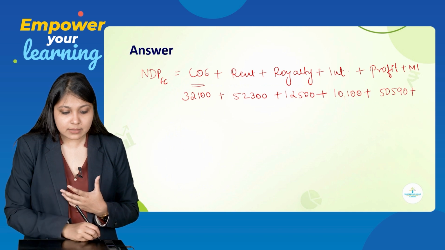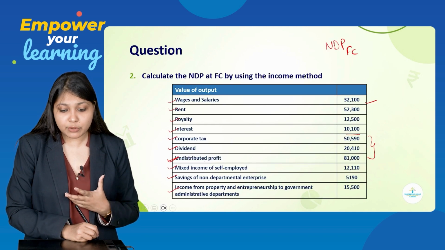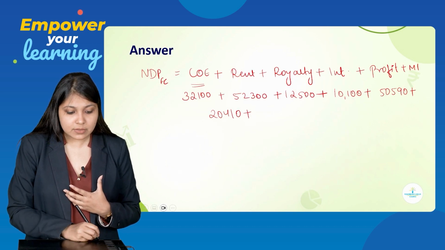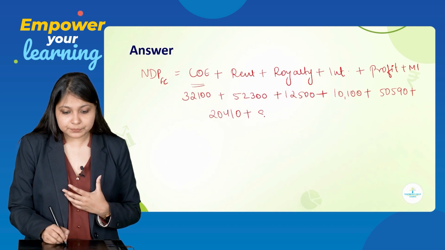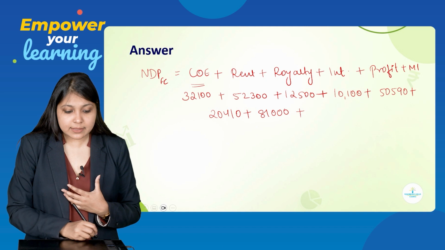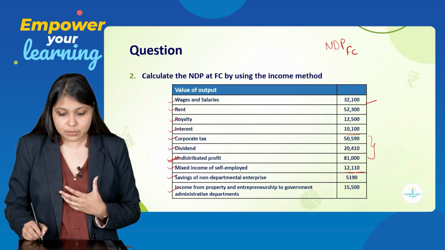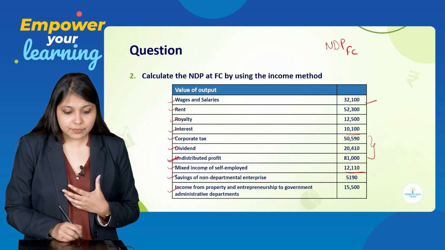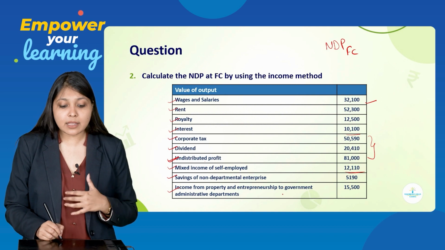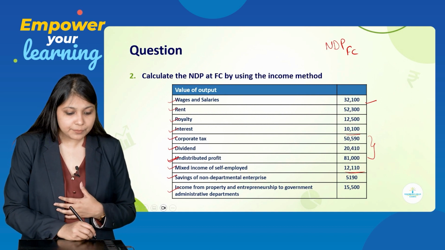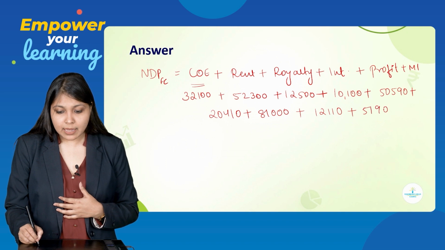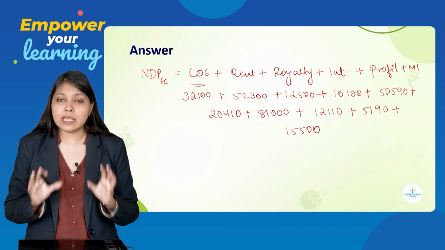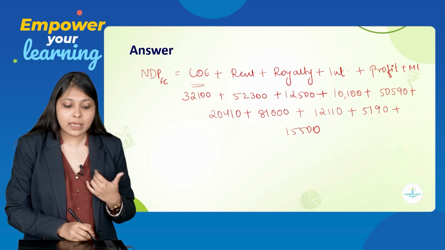That is first 50,590 plus, you have to make a proper working note for this. I will show you how. 20,410 plus 81,000 plus mixed income. So, see, mixed income is also given to us in the question, 12,110 plus saving of non-departmental enterprise plus income from property and entrepreneurship. So, 5,190 and 15,500. That's it. When you calculate the entire amounts, you will get the term NDP at FC.